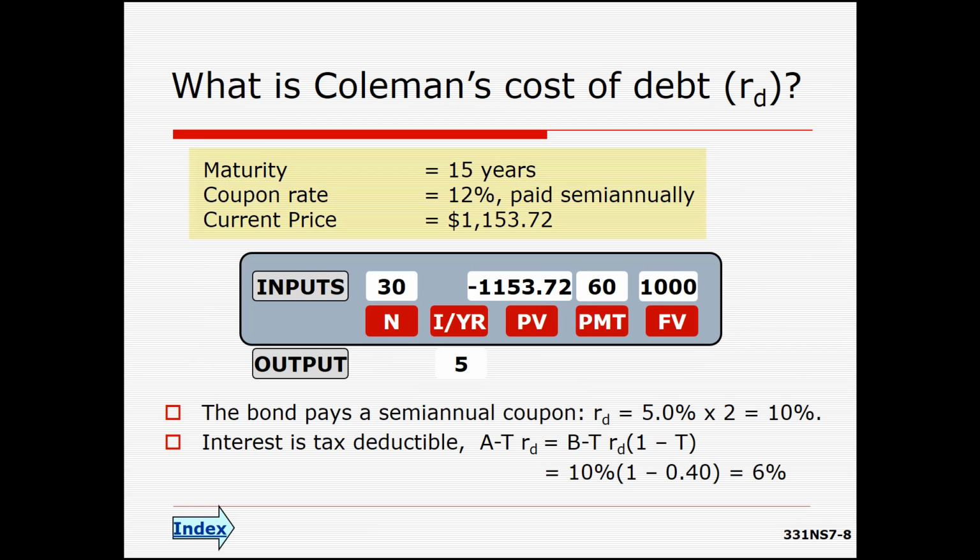With a maturity of 15 years and semi-annual coupons, N is 30. The coupon of 12% annually equals $120, divided by 2, so the payment is $60. The current price is entered as a negative present value. Future value is $1,000. Solve for I/Y: 5%. But this is a semi-annual bond, so we need to double the resulting I/Y to find the annual yield to maturity of 10%. To compare the cost of debt with the cost of other capital components, we need to view the after-tax cost. 10% times (1 minus the tax rate) is 6%.